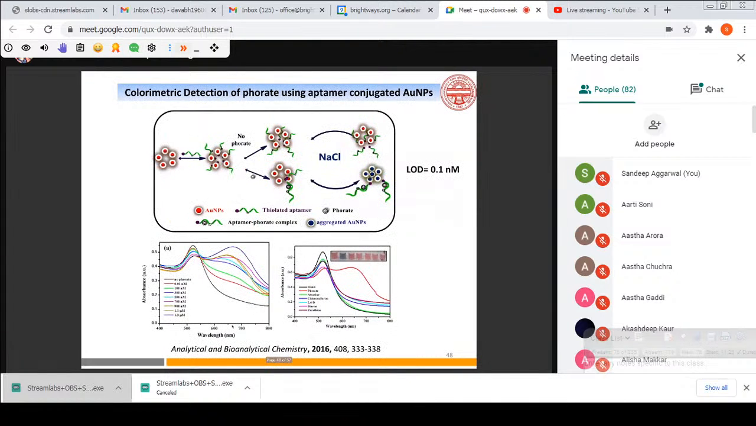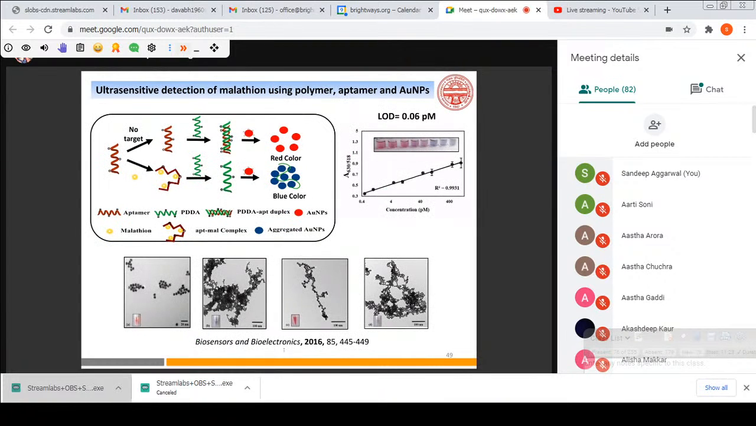And this was published in Biosensors and Bioelectronics. The impact factor of this paper is more than 10.6 or 10.7, something. That is the impact factor right now. So it's a very renowned paper, and this work was taken very well.